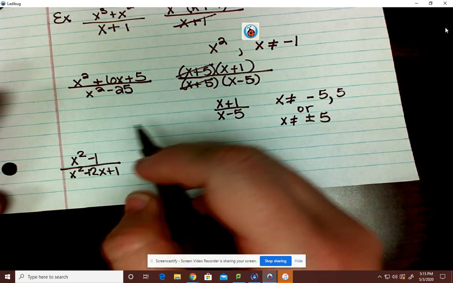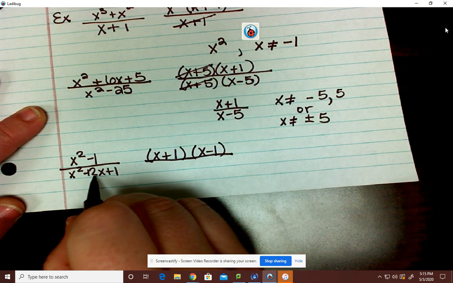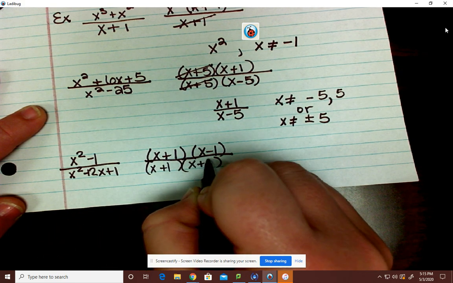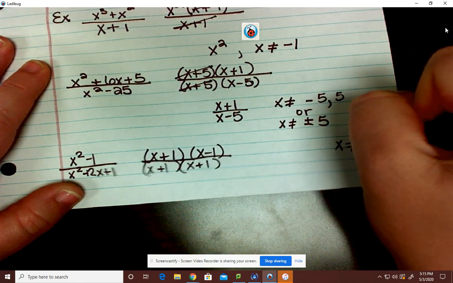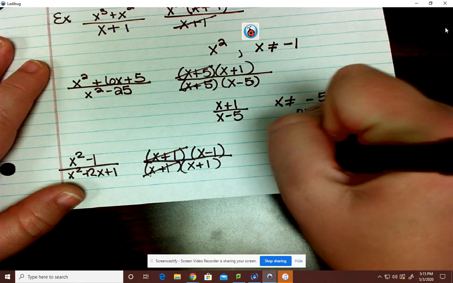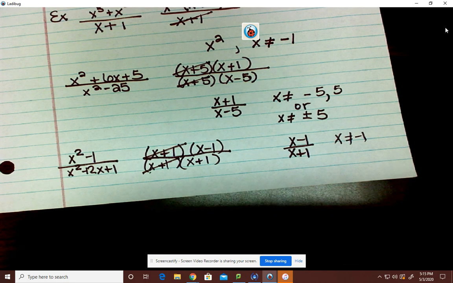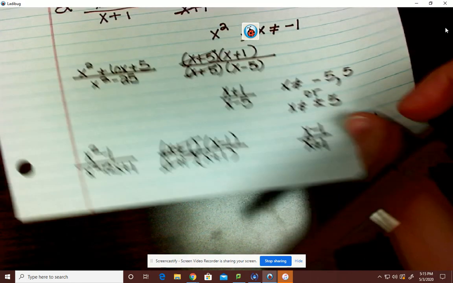Right here, this is a difference of squares, so that's going to factor into x plus 1, x minus 1. Here, reverse FOIL, what multiplies to 1 and adds to 2 is going to be 1 and 1. So what makes these expressions equal to 0 is negative 1. And then I can simplify a set of x plus 1s, and I'm left with x minus 1 over x plus 1. Alright, let's look at two more examples.